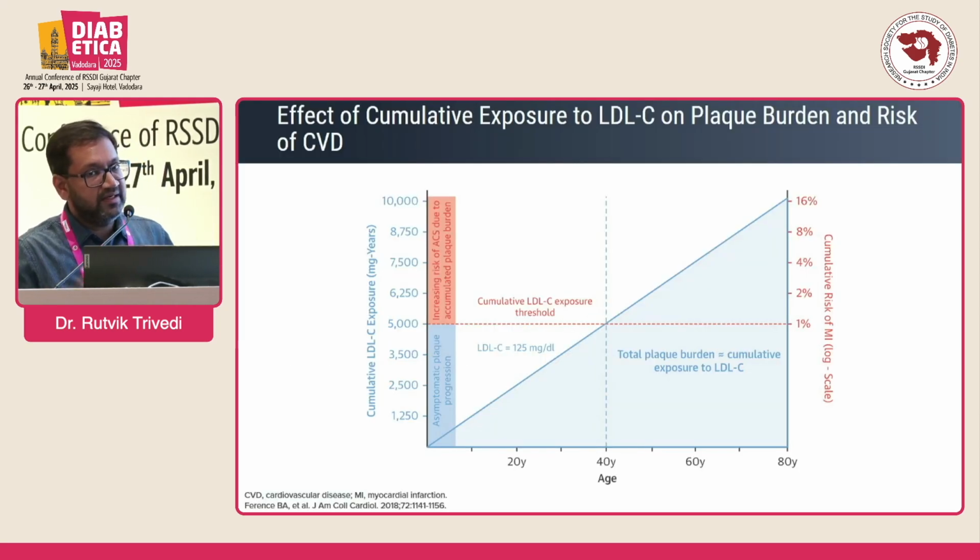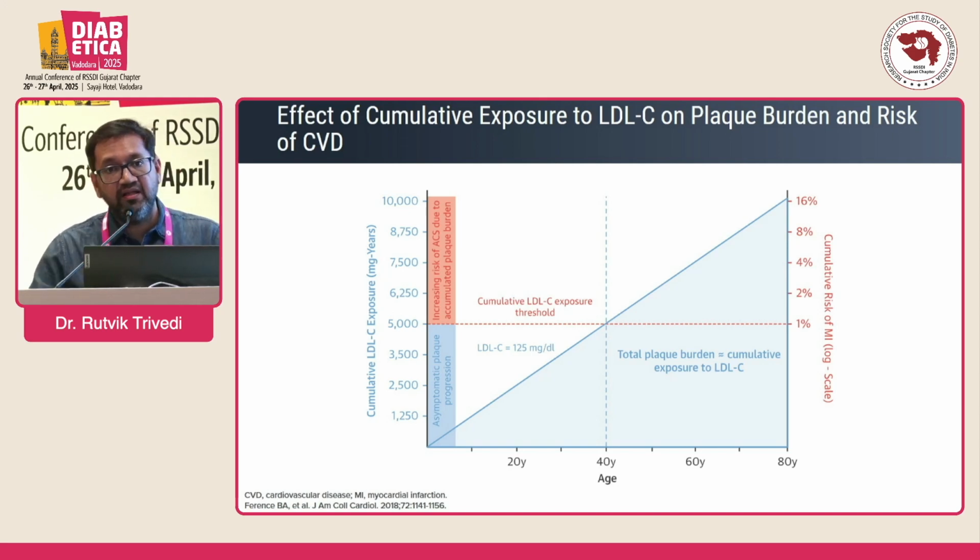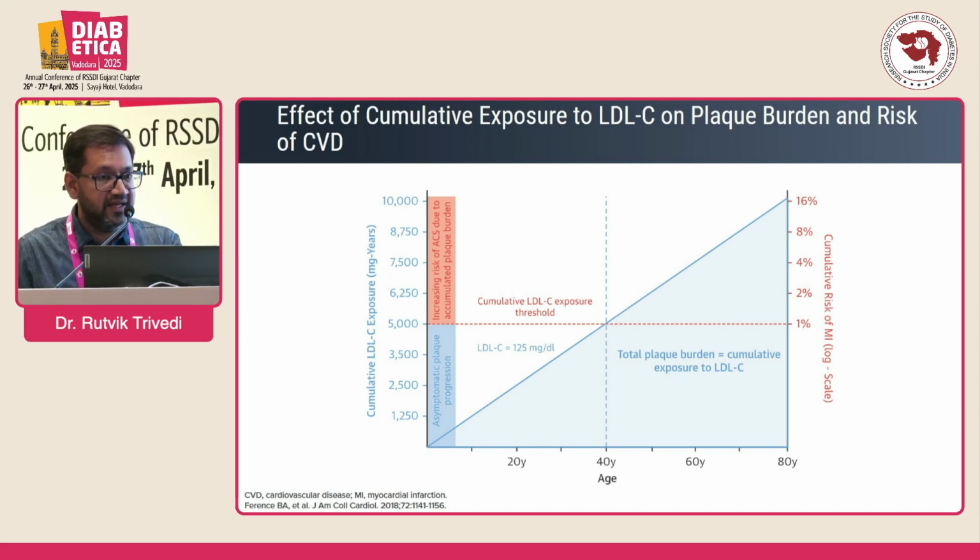We know that LDL is the main villain. An increase of LDL by 1 millimole will increase cardiovascular mortality by almost 20%. And with the statin era, what we have learned is that if we can reduce LDL even by 10 mg per deciliter, cardiovascular mortality will go down by almost 5 to 8%.